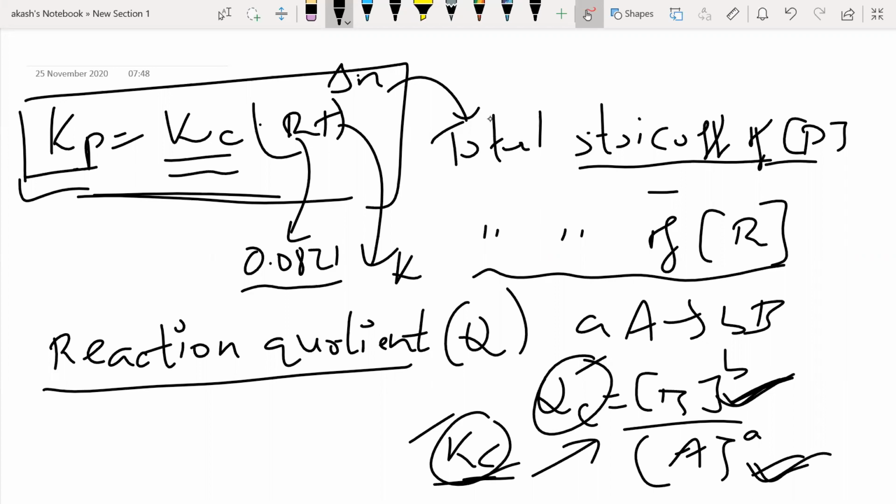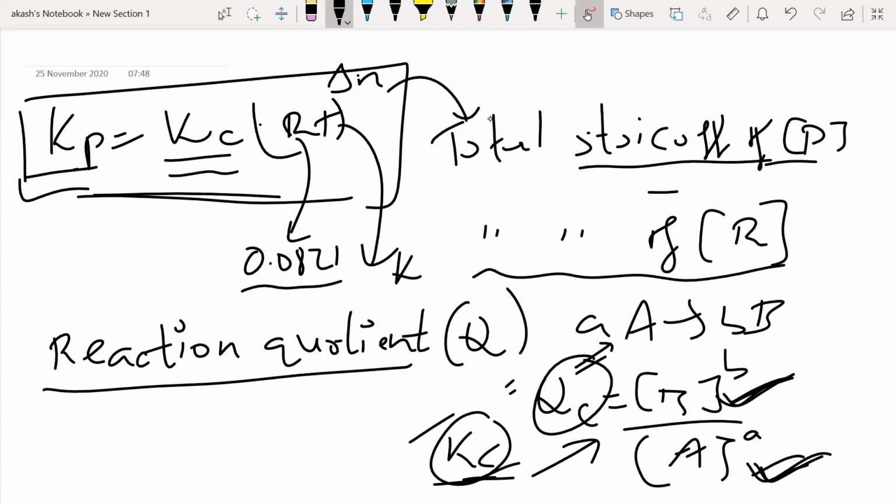Please be very, very careful. For Kc, the concentrations I substitute here are the concentrations at the final stage, in the sense, at equilibrium. I specified this so many times when I taught you Kc. These are the concentrations or partial pressures when the reaction has reached equilibrium. But for Qc, there is no restriction like that. It can be initial concentration, it can be somewhere in between, or even the final equilibrium concentration. If it is the equilibrium concentration, then Qc and Kc will become equal.